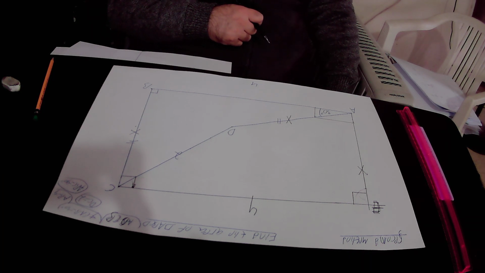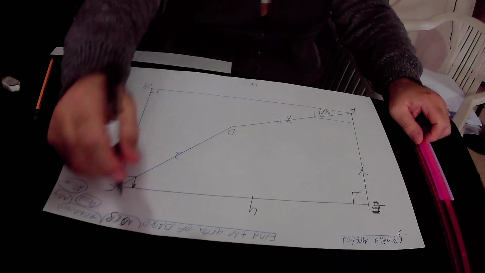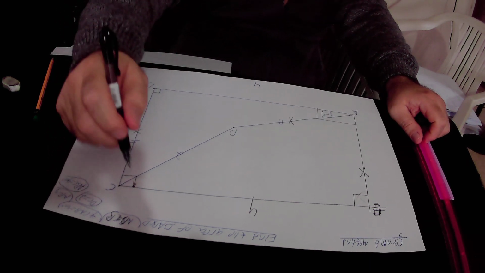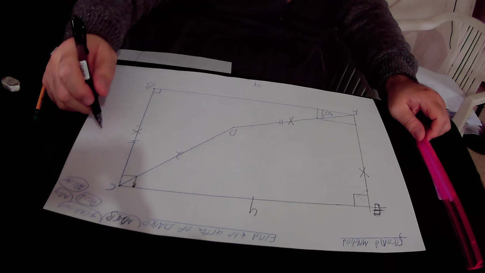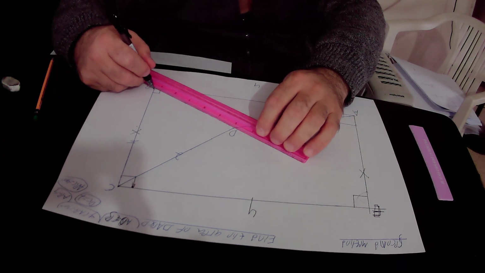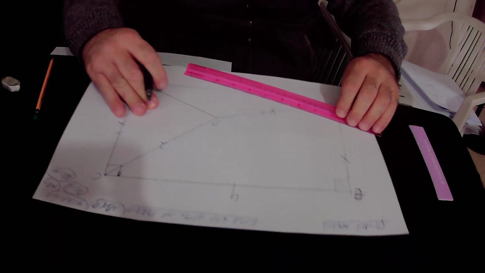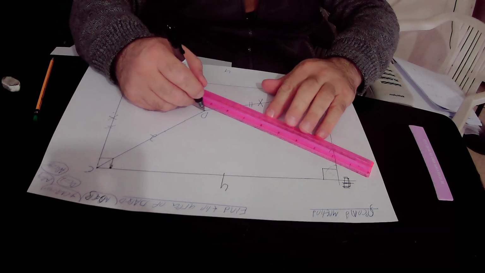And we will join points D and B by a straight line. And we'll join points D and E by a straight line.